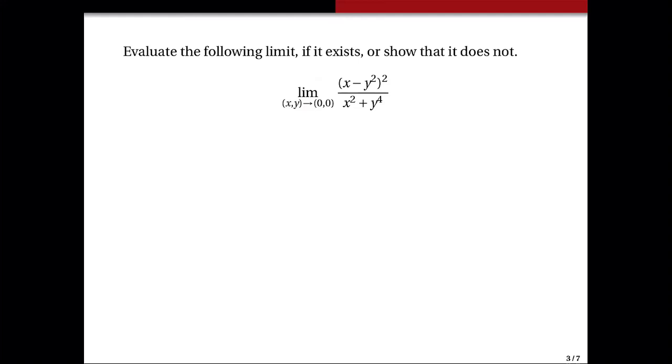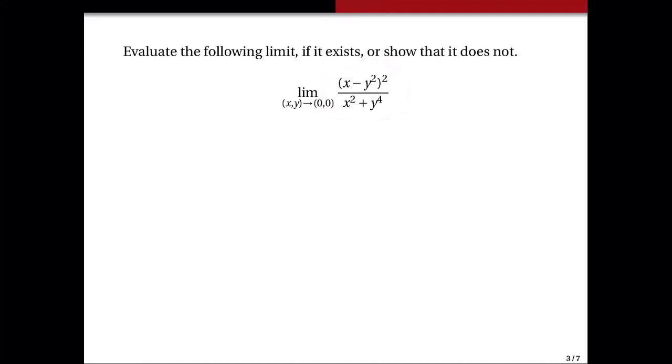one way is to find several curves passing through the point a comma b, or x naught comma y naught. In our case, this is 0, 0. So we want to find two curves passing through the point 0, 0 and show that along those curves, the limit of this expression are different. And once we have that, then we can easily conclude that the limit does not exist.